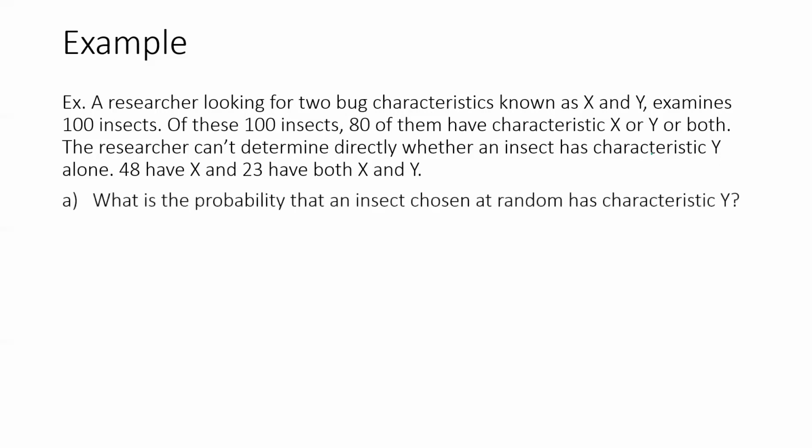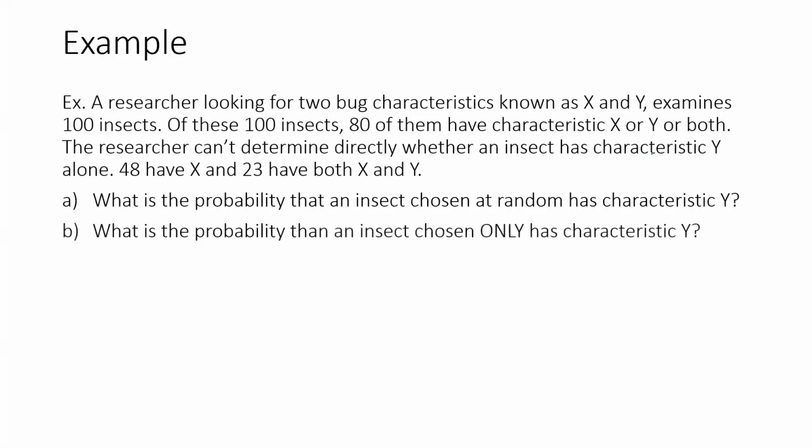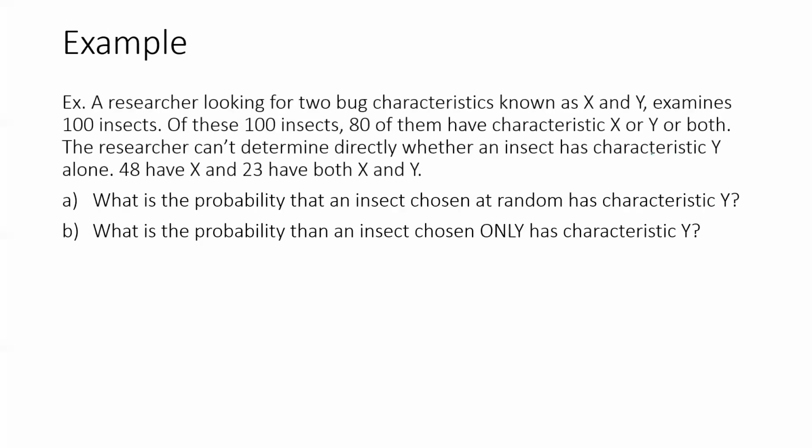So what do we know so far? Before we get to that, what are the questions here? What is the probability that an insect chosen at random has characteristic Y? And then the second question is, what is the probability that an insect chosen only has characteristic Y? So let's look at the solution here.